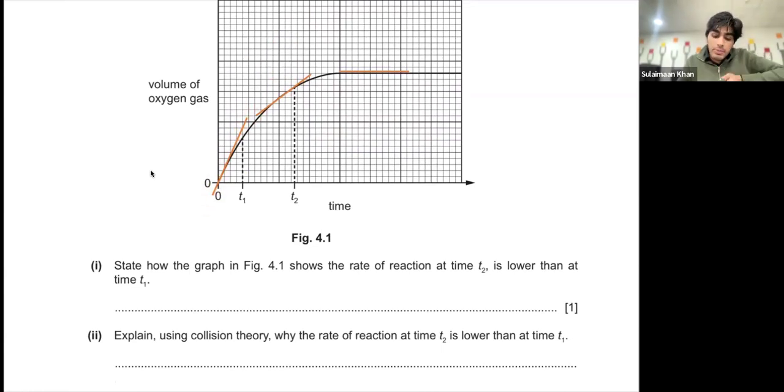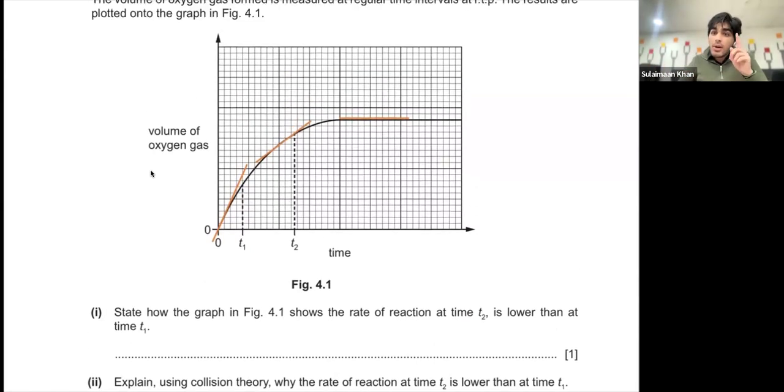That would mean that the rate of reaction is higher because, and how do you know that the gradient is higher? From your tangent, right? So how does it show that time 2 is lower? It is lower because the gradient at time 2 is lower. And how do you know that the gradient at time 2 is lower? Because you've drawn a tangent, and you know the less steep the tangent is, or the flatter the tangent, the lower the gradient. And the lower the gradient would mean the lower rate of reaction.